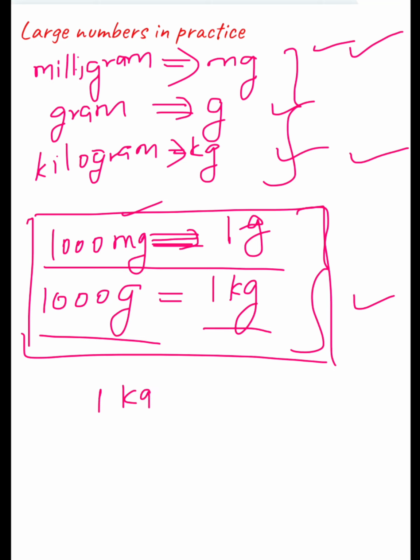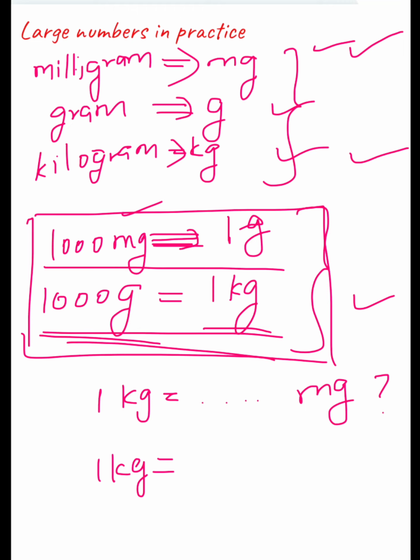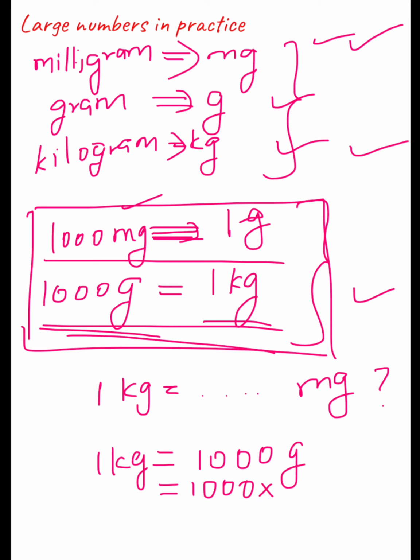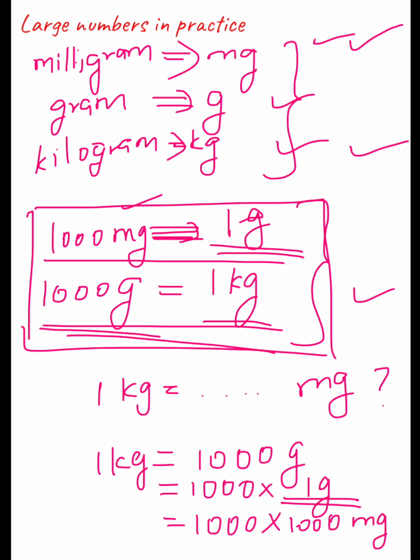Now suppose I am asking: 1 kilogram equals how much milligram? If this is the question, what will you do? You know that 1 kilogram equals 1000 grams. 1000 gram means 1000 into 1 gram. Now write this 1000 as it is. Now what is 1 gram? From the equation you can see that 1 gram equals 1000 mg or milligram.